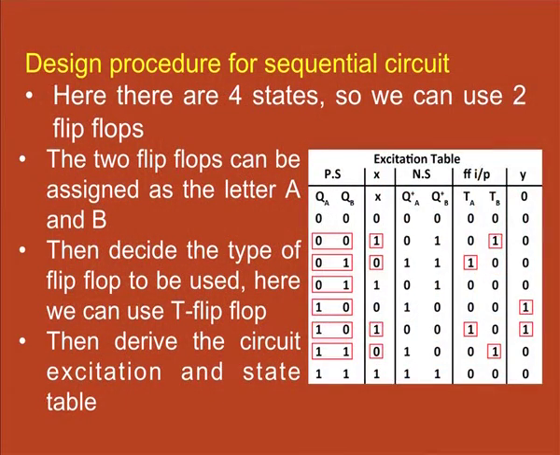Once we have decided the number of flip flops and the type of flip flop, we need to find out the circuit excitation table and state table. Here we have shown the excitation table in this particular slide, where we have 5 columns, and those are the present state column, the input condition, the next state column, then the input to the flip flops, and finally the output conditions.